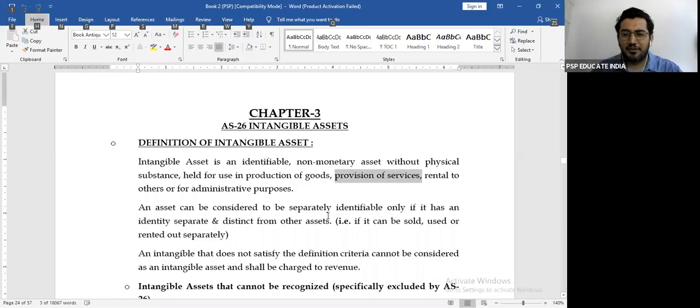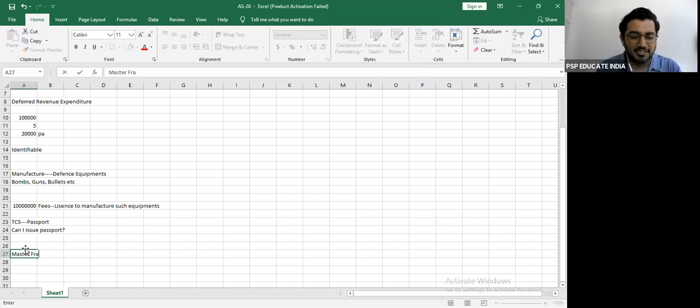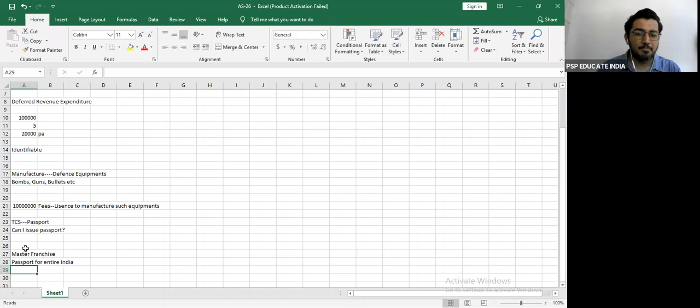It says rental to others. It says which is held for use as production of goods, provision of services. Third, rental to others. Let's understand that. Say for example, TCS gets master franchisee to issue passports for entire India. Pay attention. TCS gets master franchise to issue passports all over India.